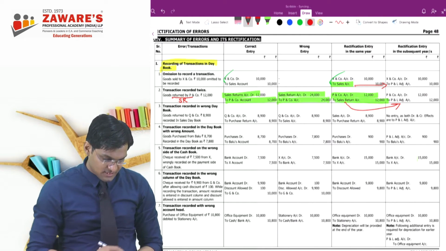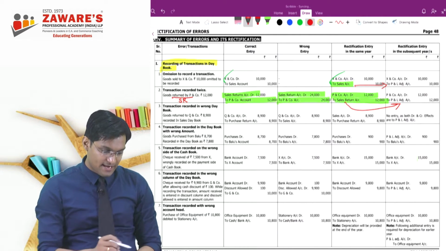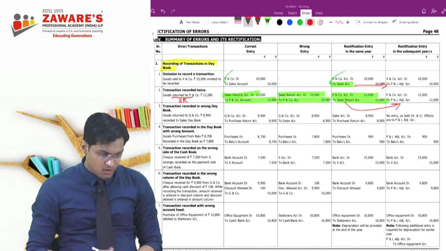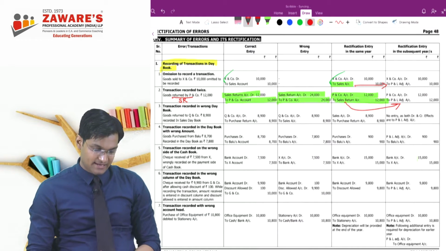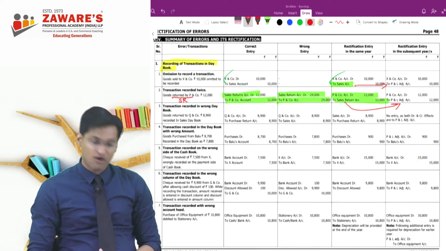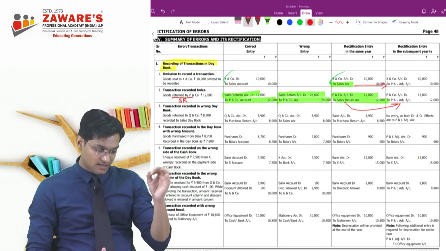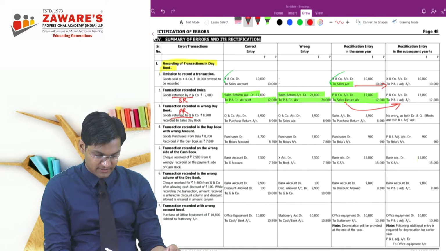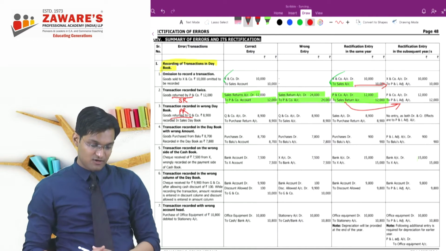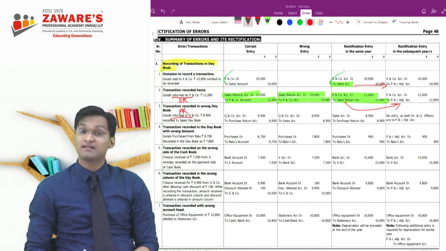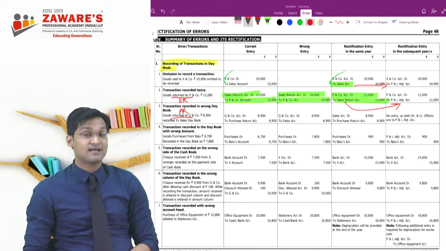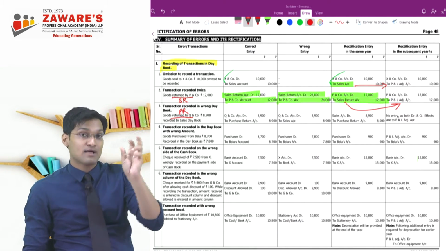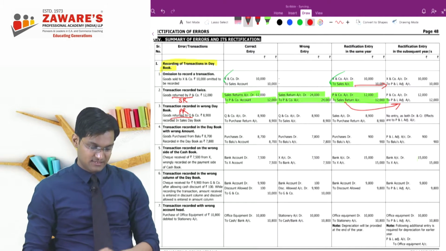Number 3, let's see. Transaction recorded in wrong day book. Goods returned to Q and Company 8,900 recorded in the sales day book. Goods returned to. Return to means which return they are talking about? Purchase return. You have done purchase return of 8,900 to Q and Company. What should be your correct entry? Debit the receiver, Q and Company account debit to purchase return account credit.